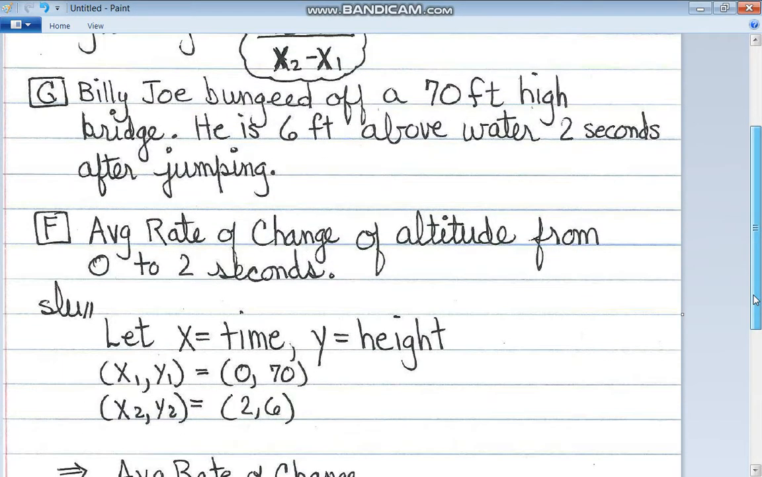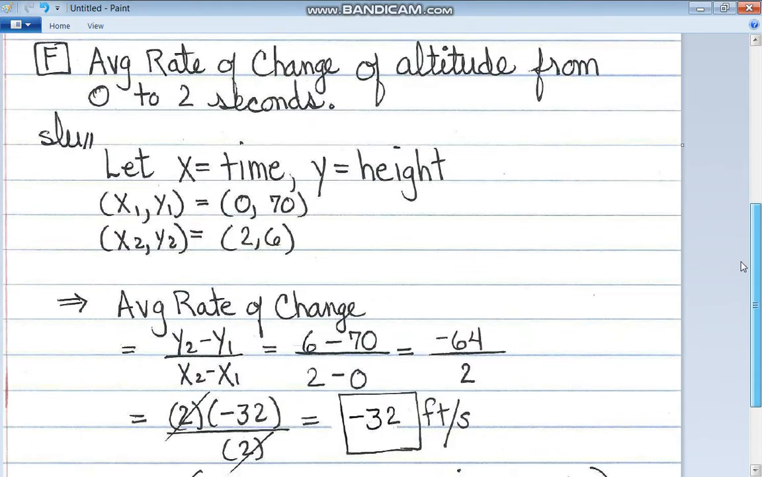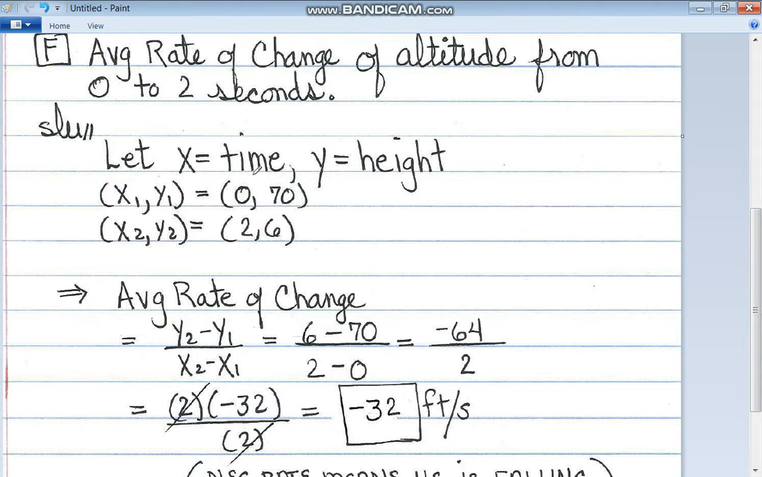Billy Joe bungeed off a 70-foot high bridge. He is 6 feet above water 2 seconds after he jumps. You get that? Somebody's timing him, and when he's at the 2-second mark, he is located 6 feet above the water. Find the average rate of change of altitude, his height from the water, from 0 to 2 seconds, the average rate of change. Well, let x equal the time that's passed.